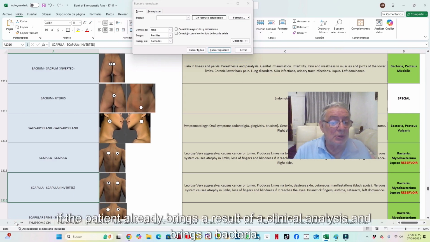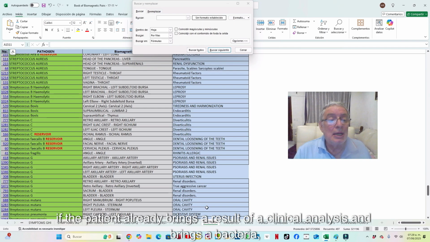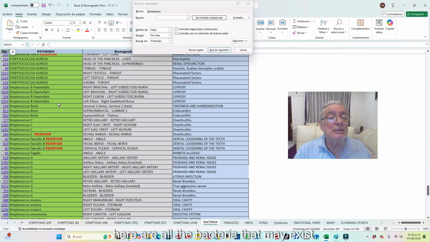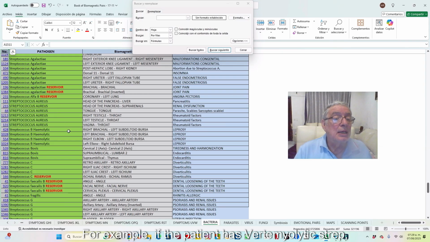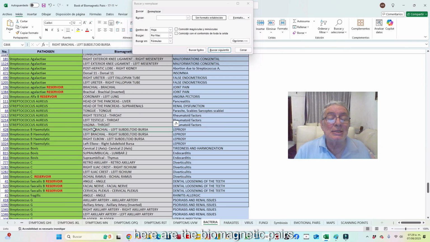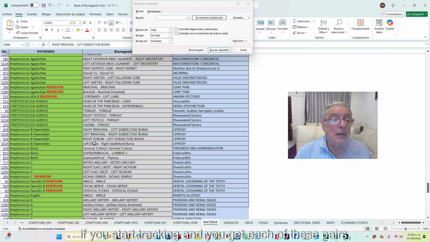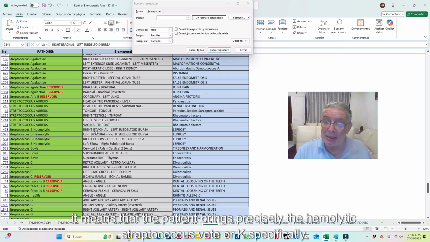For example, if the patient already brings a result of a clinical analysis and brings a bacteria, here are all the bacteria that may exist, but the most common ones. For example, if the patient has hemolytic Streptococcus, here are the biomagnetic pairs. If you start tracking and you get each of these pairs, it means that the patient brings precisely the hemolytic Streptococcus specifically.